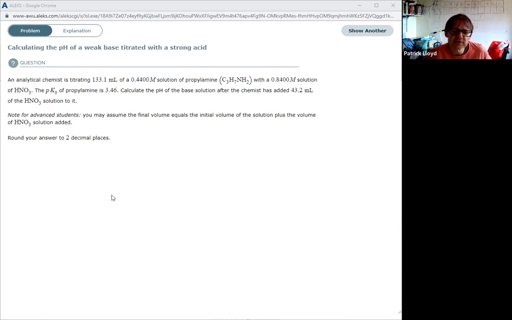And we want to calculate the pH of the base solution after the chemist has added 43.2 milliliters of the HNO3 solution to it. Note for advanced students, you may assume the final volume equals the initial volume of the solution plus the volume of the HNO3 solution added. Round your answer to 2 decimal places. Cool. So let's take a look at this one. We have those numbers written down there.